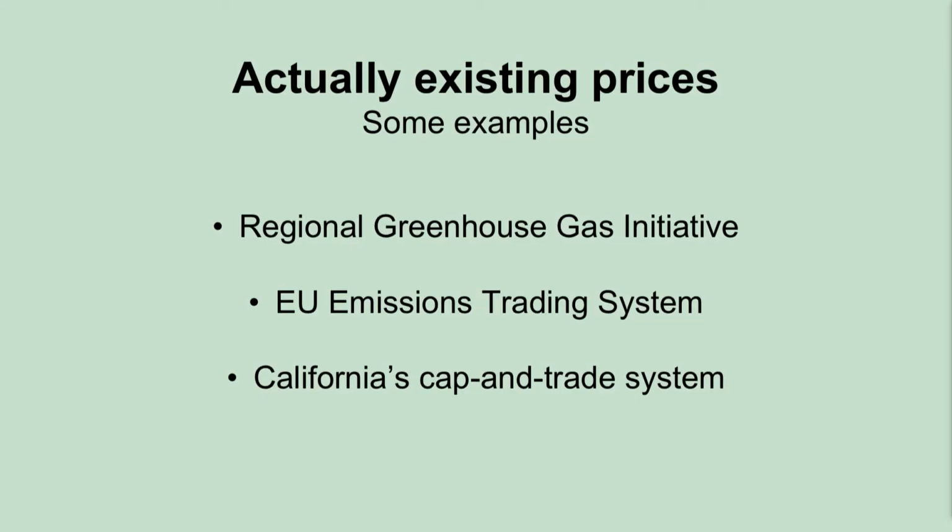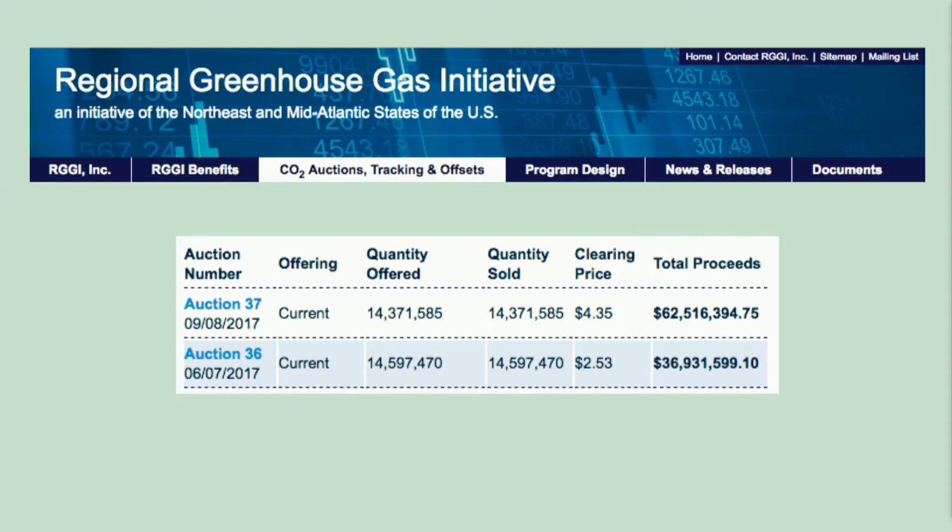First, let's look at what some of the actually existing prices are for carbon in the markets that have been established under various climate policies. There are several examples of these. The Regional Greenhouse Gas Initiative in the northeastern United States, the European Union's emissions trading system, and California's cap and trade system are three of the best known examples.